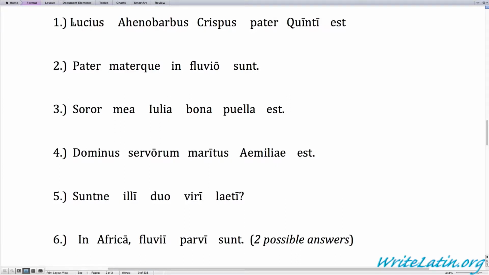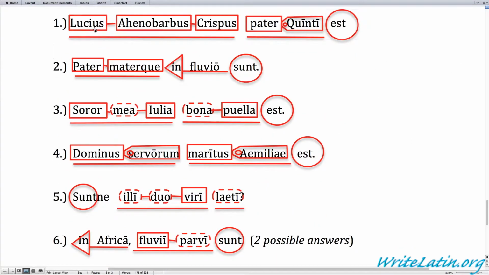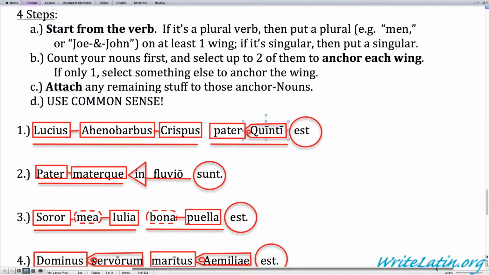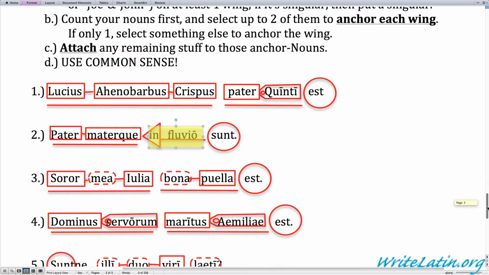On the first one, watch out. This is some guy's 3 names. He has 3 names in his name. Okay, and the answers. All right, number 1, Lucius Ahenobarbus Crispus is the father of Quintus. Number 2, pater materque, mother and father, in the river are. So in the river was your second wing.